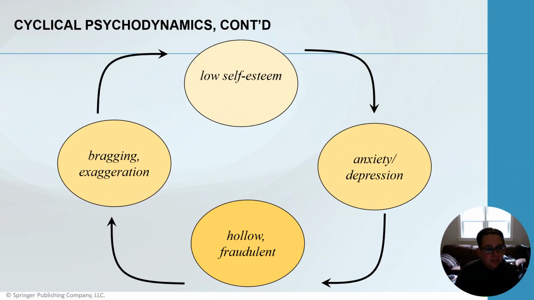And then when talking about narcissistic personality, they have low self-esteem, they have anxiety, depression, they're very shallow, they tend to make things up, and then have bragging and exaggeration to help with that low self-esteem. So it's this cycle. So when working with people with narcissistic personality disorder, really understanding that low self-esteem, and they can be difficult to work with. And so really helping them move through that low self-esteem may be helpful.